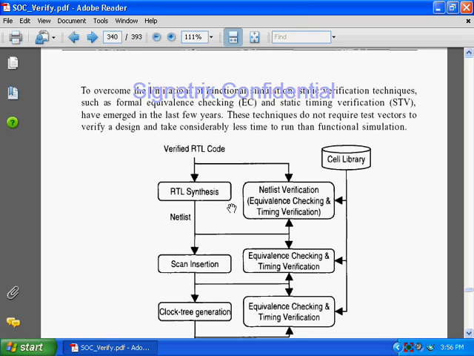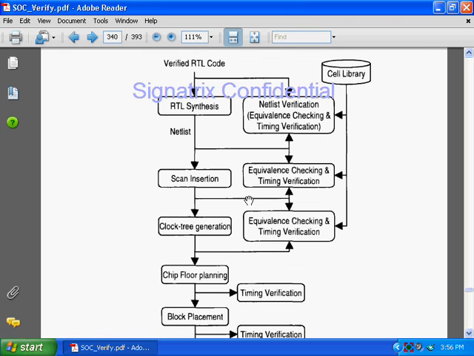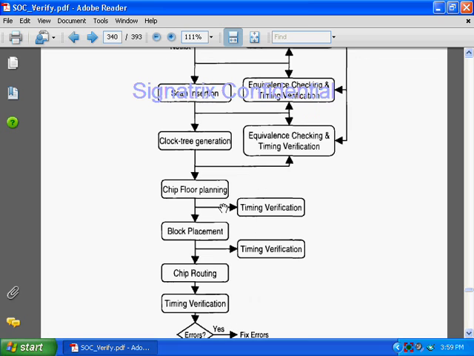Now you see here, the verified RTL code. This is above functional, meaning above RTL. Before we implement, we verify the RTL. After verification, when we certify that the RTL is fully verified, then we synthesize it. After synthesizing, we perform scan insertion, clock tree generation, chip floor planning, and block placement. So you can see this is the normal ASIC flow: block placement, chip routing, timing verification. This is the normal flow.